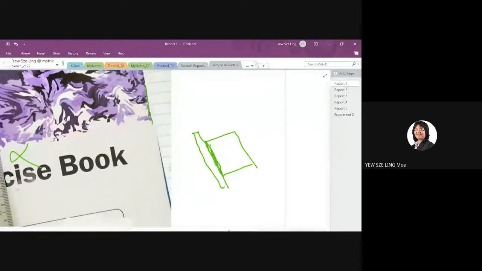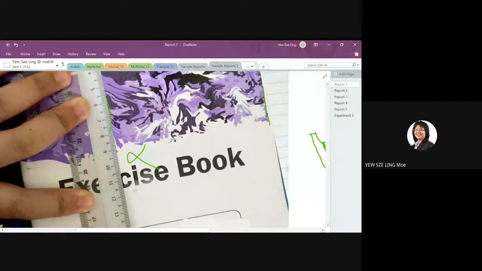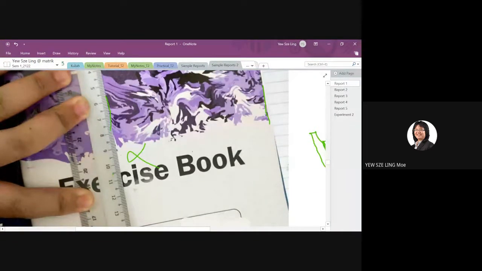All right. If you put it on top of the book, which is what I see in almost every report, then you are not sure whether you are measuring the length, or maybe the ruler is slanted a little bit. So you are not measuring the actual length of the book. This is an incorrect way of doing the experiment. For an incorrect way of doing the experiment, the mark will be deducted in the practical skill test.